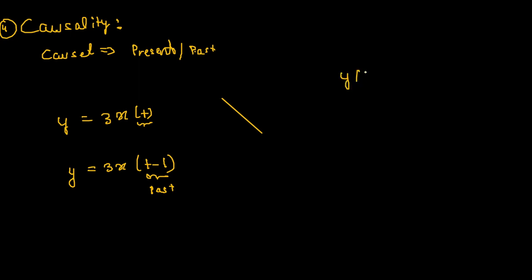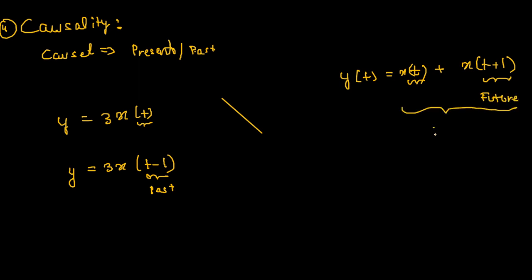However, if you have y of t is equal to t plus x of t plus 1, the part x of t is causal. However, since the other part depends on the future, we simply say that the entire function is non-causal. So that is about causality.